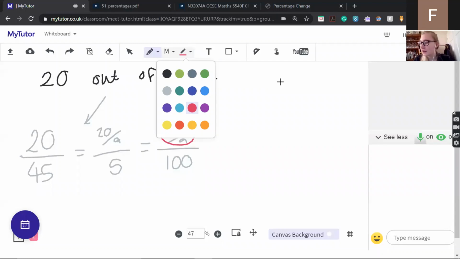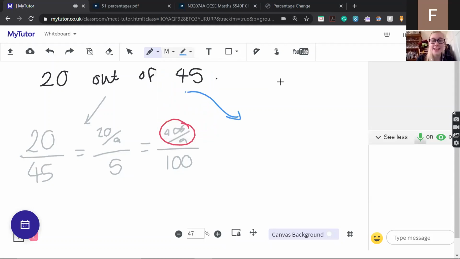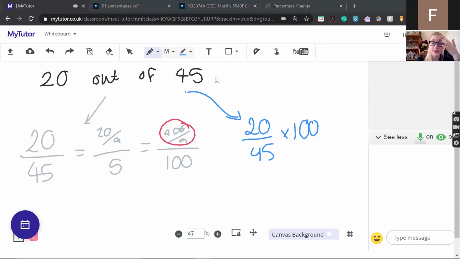In fact, typically the next one I have written down works quite nicely. But if we're doing this with a calculator, we write that same thing. So it is a fraction. And then to make it a percentage, all we have to do is times it by 100. Yeah, perfect.